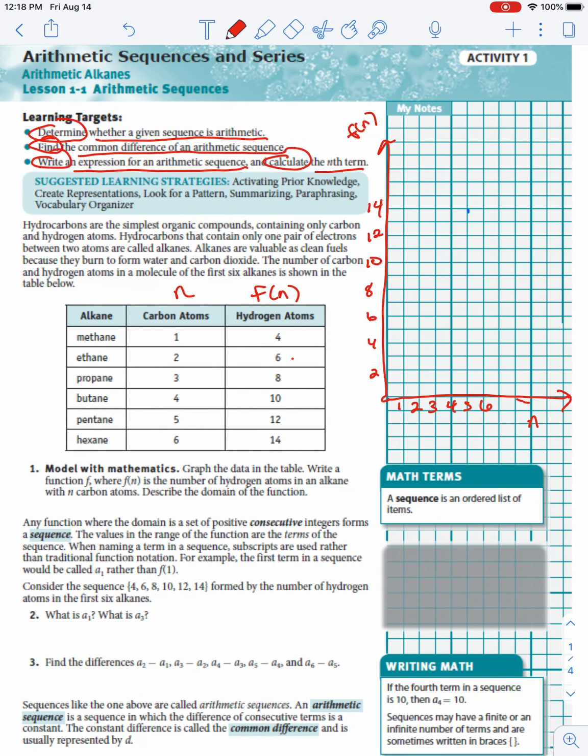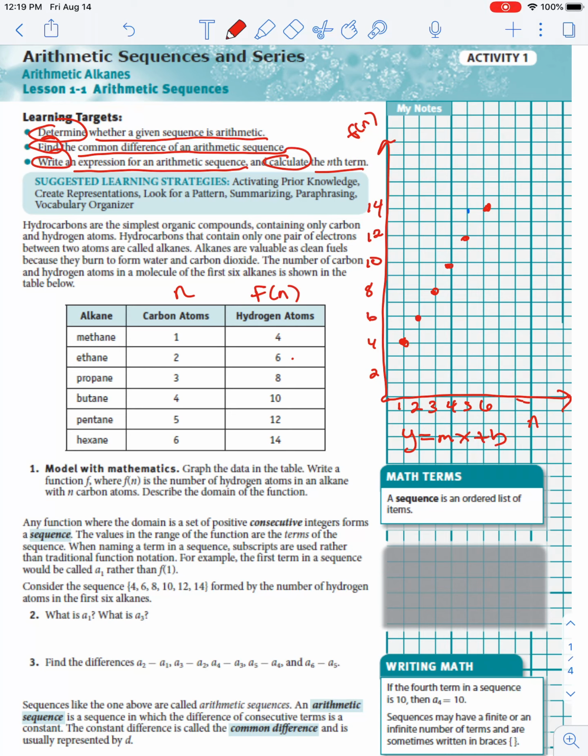All right, so let me plot these points real quick. So (1, 4), and (2, 6), and (3, 8), and (4, 10), (5, 12), finally (6, 14), and I see a straight line. And so that is very indicative of an arithmetic sequence. So it's going to look a little bit like an equation that you're familiar with, y equals mx plus b.